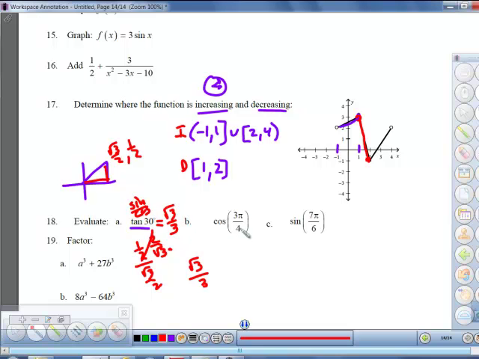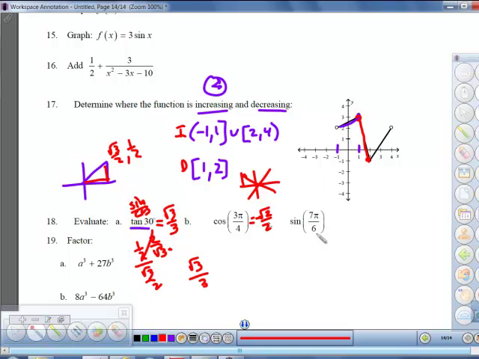Now 3 pi over 4, since it has a 4, that means that it's one of the 45 degree angles. And then it's 3, so it's got to be over here, so that's going to be 135. So cosine of 135, that's the x value, so it's going to be negative radical 2 over 2.